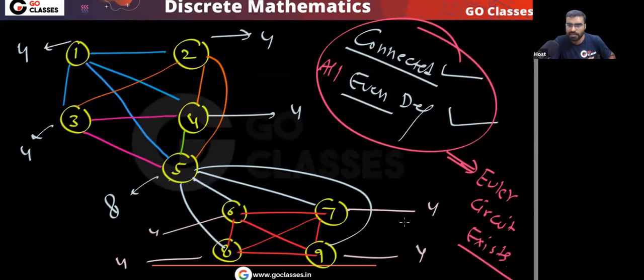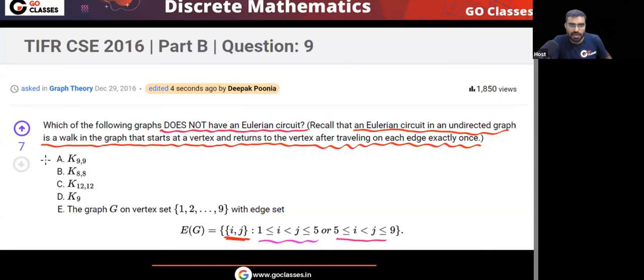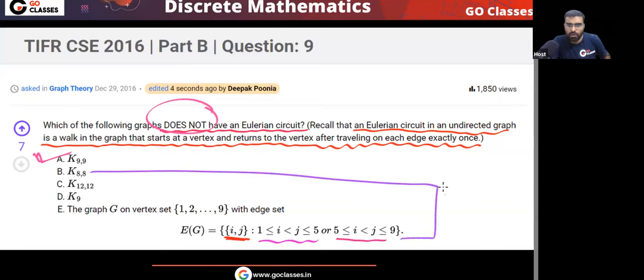Euler circuit exists. So very simple. For this question, you can notice the answer will be option A, because the question is asking "does not". All the remaining graphs, all of them, are Euler graphs. So for this question, the answer will be option A. I hope you understood.